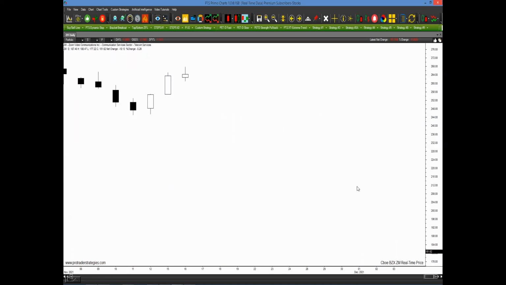Let's look at Zoom, okay? This was just about 3 weeks ago. Someone looking at this would say, well, Steve, the market looks pretty good. We have a bullish engulfing pattern right here.